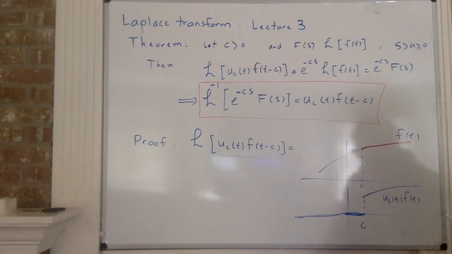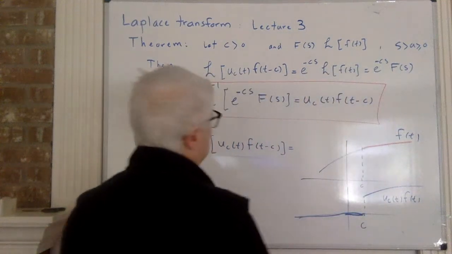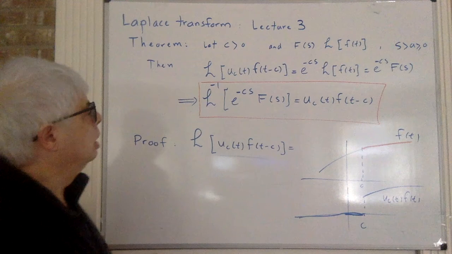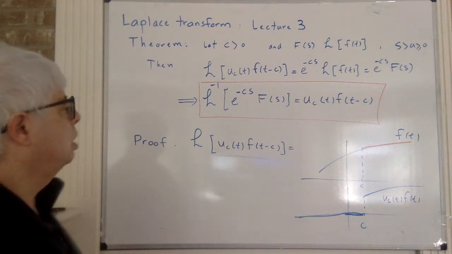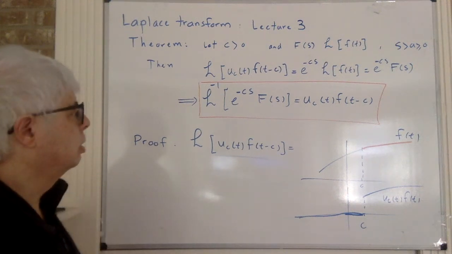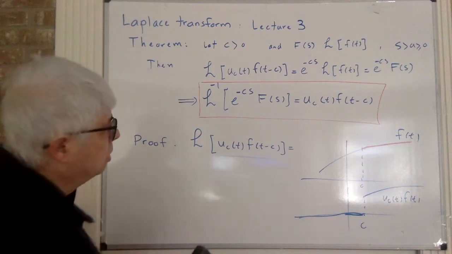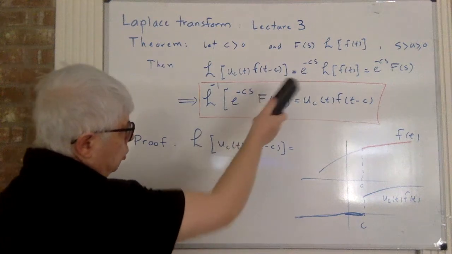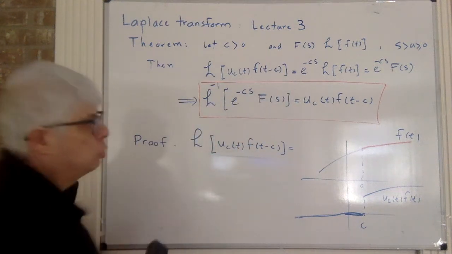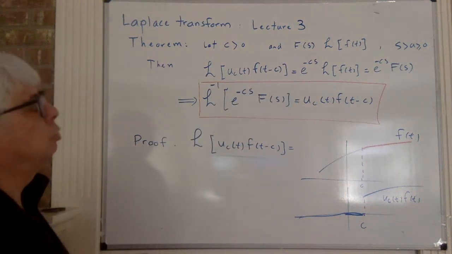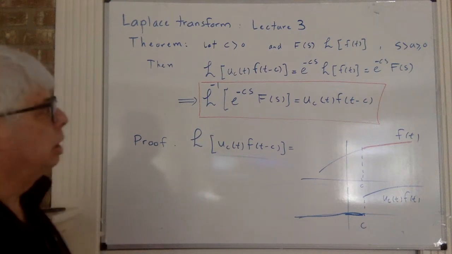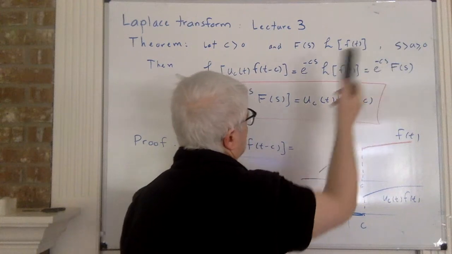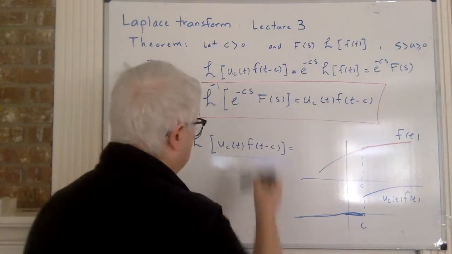Now, we are mostly interested in this one, not this one. We are interested in this one because we end up with e to the power minus cs times F(s), and we want to find the Laplace inverse of that. So this is what I will prove, and then because Laplace transform is a one-to-one linear function, if the Laplace of this is this, then Laplace inverse of this is this, as you can see in this box.